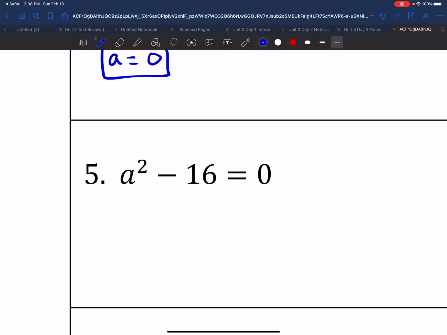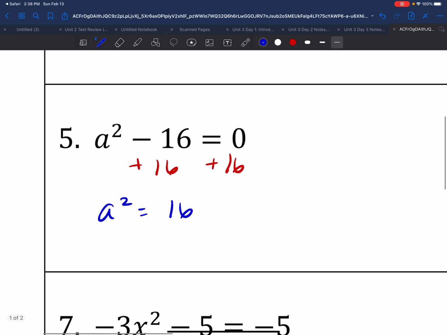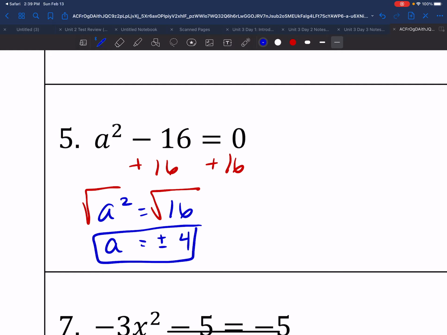I have to use our inverse operations. I see a minus 16. The opposite of minus is simply addition. So I need to add 16 to both sides, just like I've done before. Something that we've already practiced at the beginning of the semester, last semester. And then I'm going to be left with what? a squared is equal to 16. And then it's just the same thing like we've done before, right? We need to take the square root on both sides. And then we're going to be left with a is equal to plus or minus 4, and this is my answer.